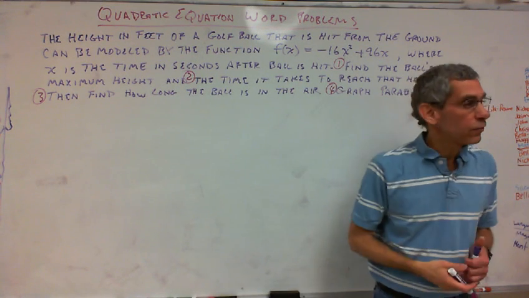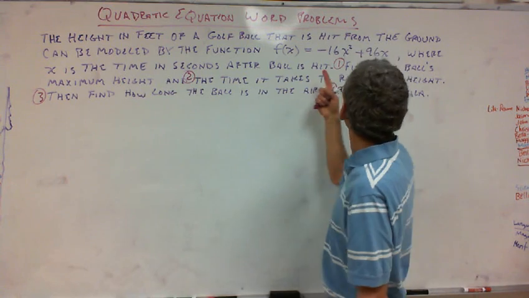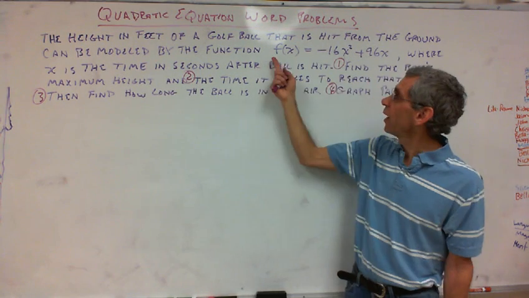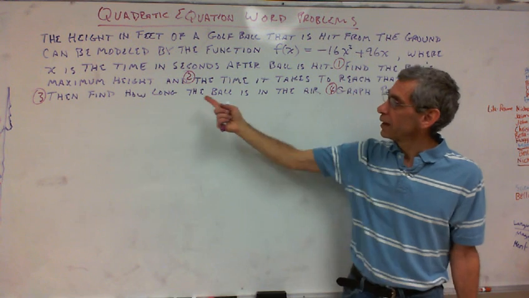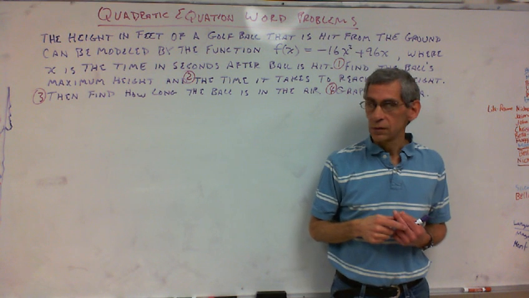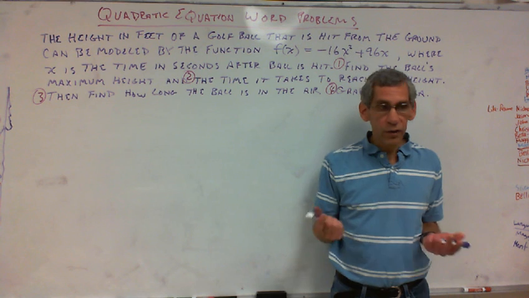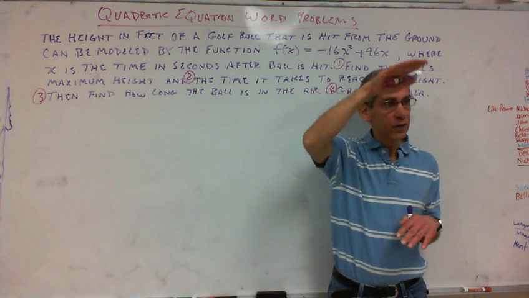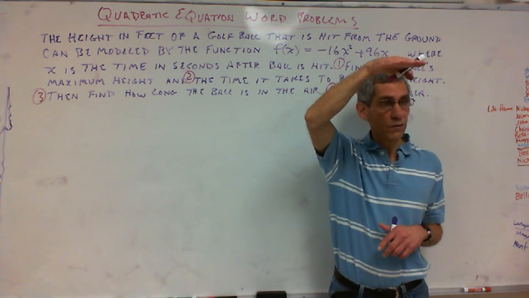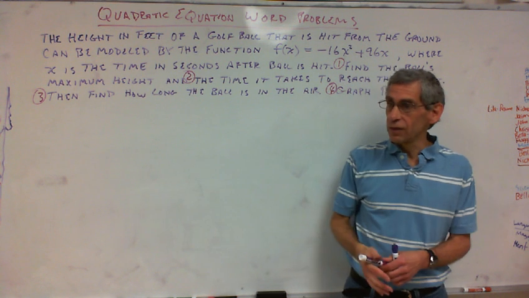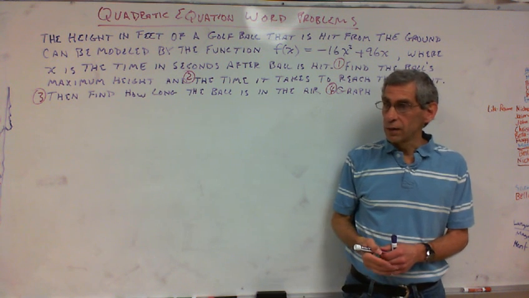So what are they asking for? For the first question, find the ball's maximum height. We have a quadratic equation, and they're asking for the maximum height. The vertex, right? If it's a sad face parabola, the vertex is the highest point of the parabola, right? That's all they're asking. Find the vertex. How do you find the vertex?